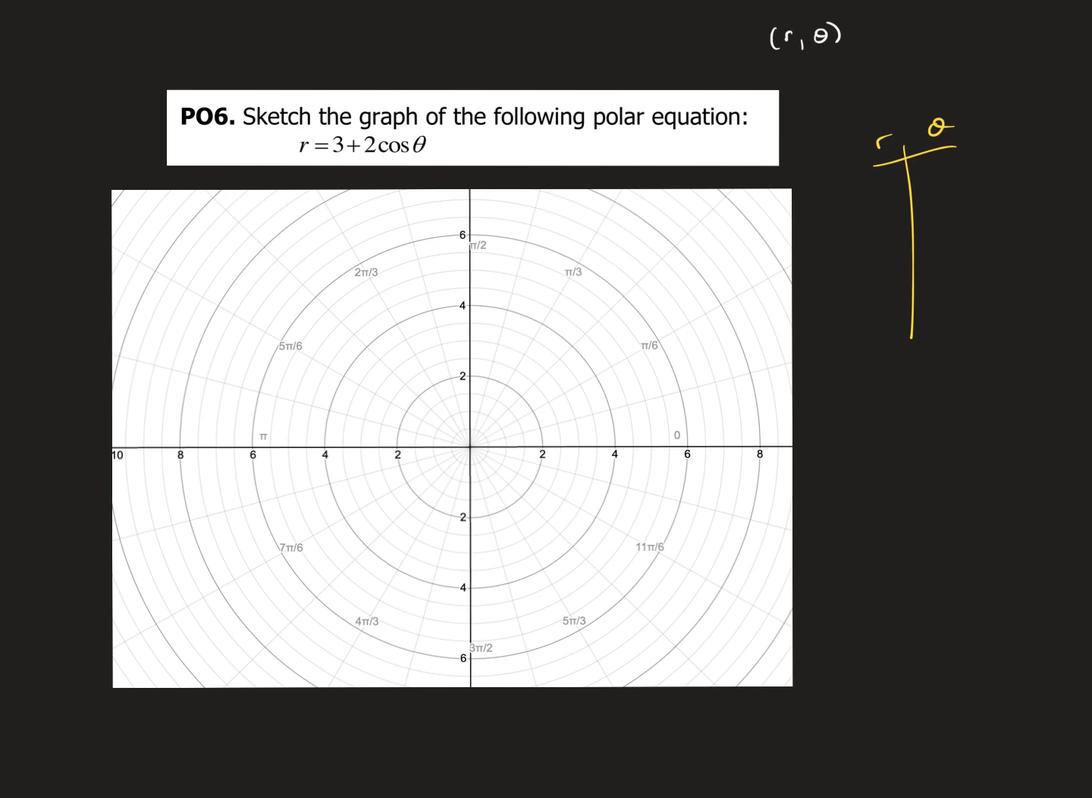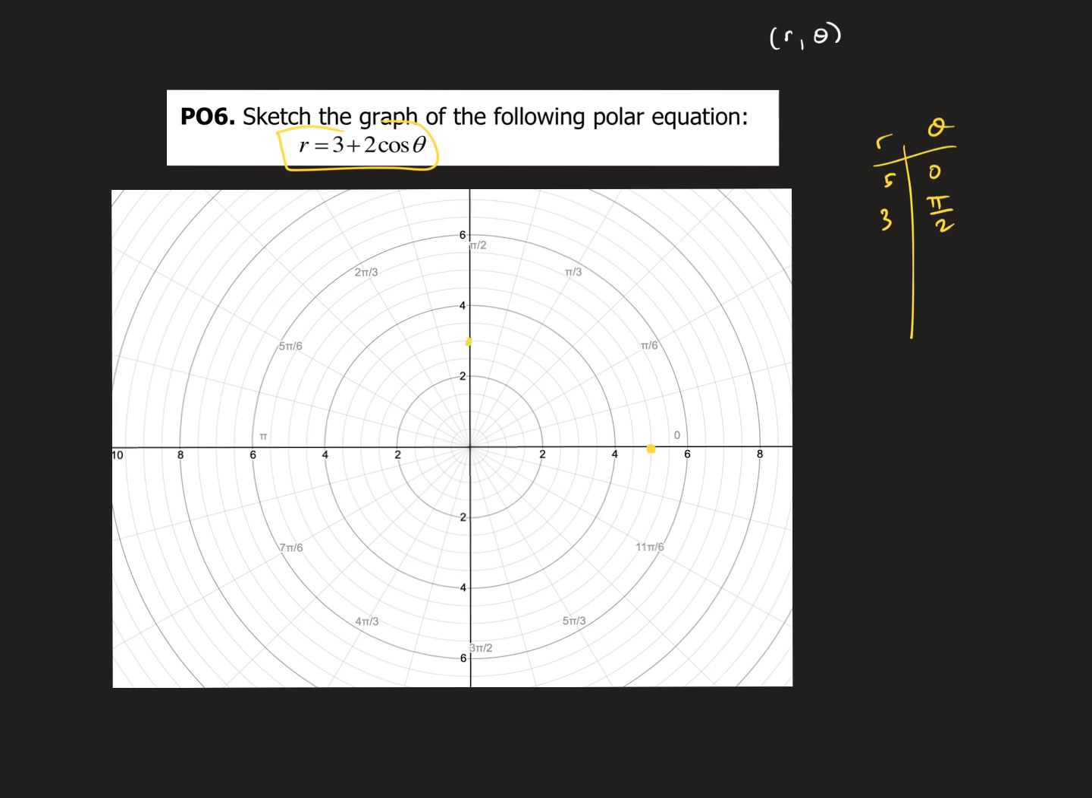So if I start with theta being, say, 0 in this equation, the cosine of 0 is 1. 2 times 1 is 2, plus 3 is 5. So at angle 0, my radius is 5. Now, when I go to my next quadrantal angle, which will be pi over 2, cosine of pi over 2 is 0. 2 times 0 is 0, plus 3 is 3. So at pi over 2, which is 90 degrees, my radius is 3.